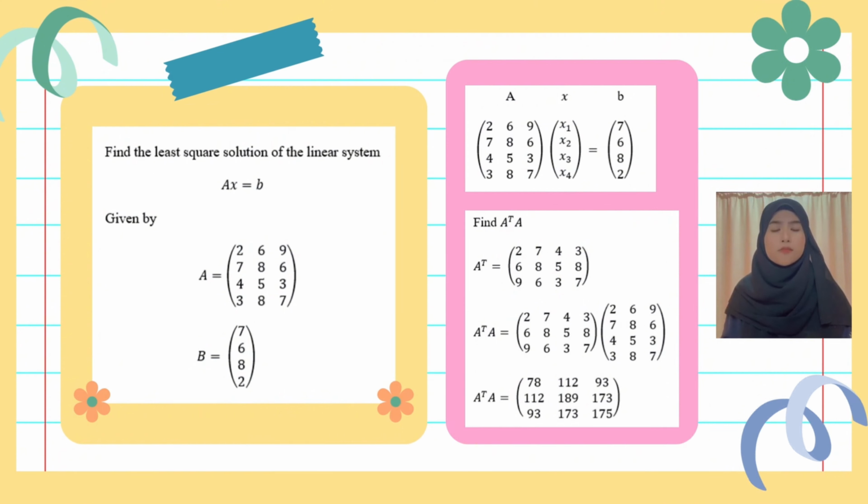Okay, so A transpose will give us 2743, 6858 and 9637. Then we are going to multiply this by 269, 786, 453 and 387, which is A. Okay, so this is going to give us a 3 by 3. So we got 78, 112, 93, 112, 189, 173, 93, 173 and 175.